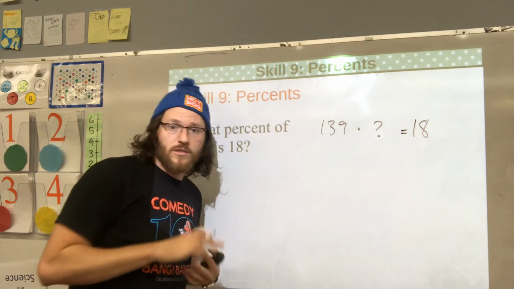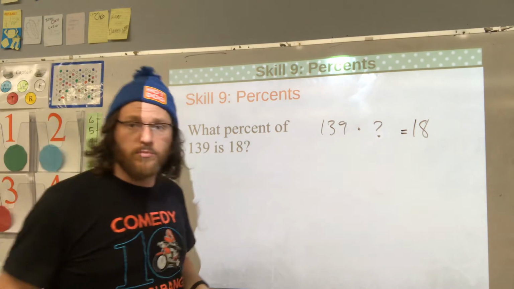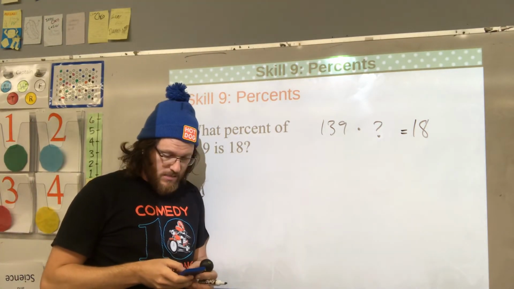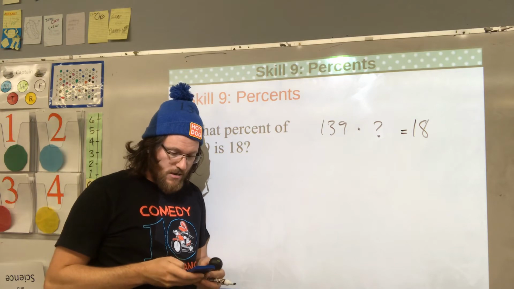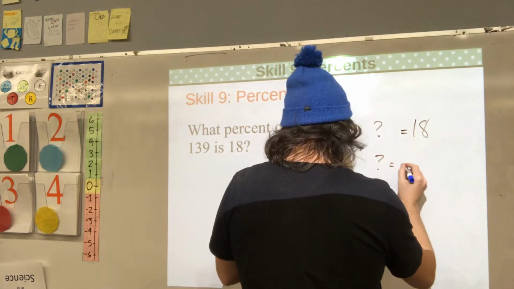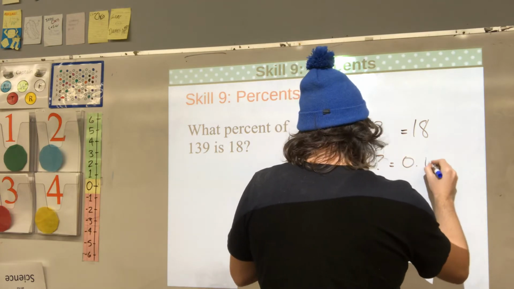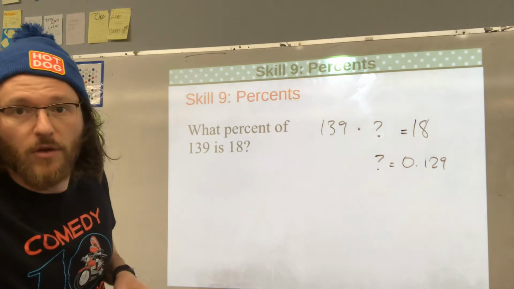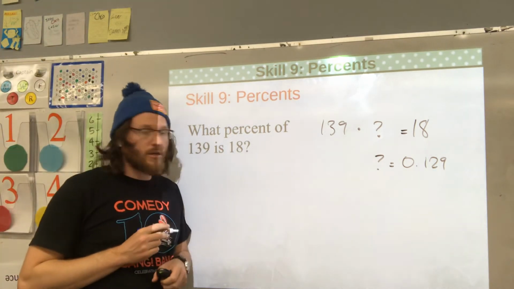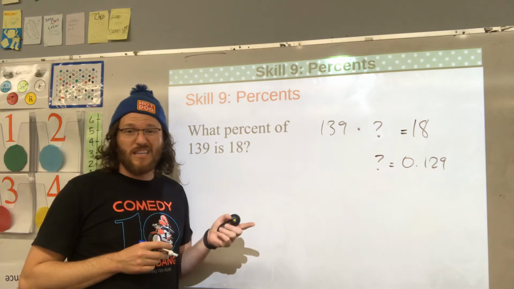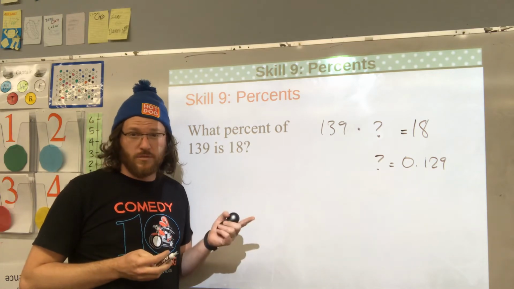Okay, this equation right here to find the question mark is a pretty straightforward one. We're going to divide, okay, 18 divided by 139 gives us a question mark of 0.129. And we're done, right? Not quite, okay? This problem is a little bit trickier than that because right here we have a decimal. This is not a percent yet. This is the decimal that equals a percent, okay?